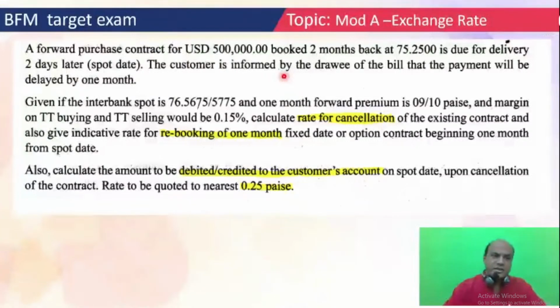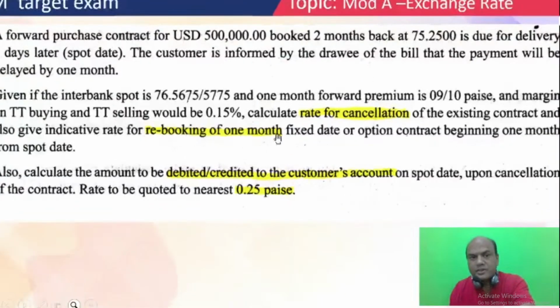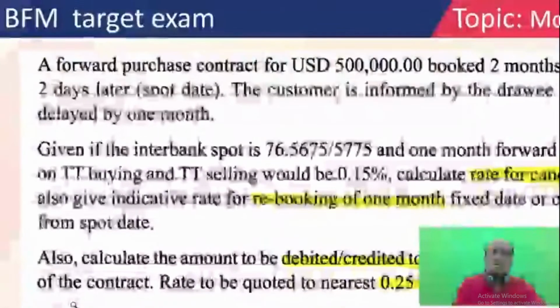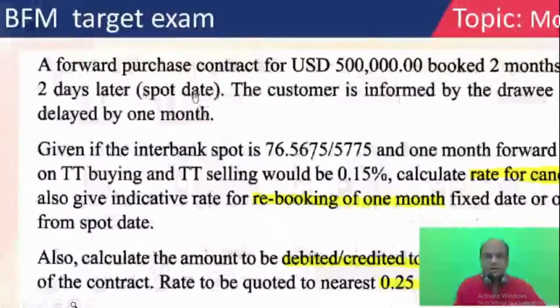Look at this case. A forward contract of USD 5 lakh. Forget the amount now. It was booked 2 months back. So 2 months back some contract was booked. Now it is due for delivery 2 days later. Whenever we say 2 days later, it means it's spot. Okay, see this, I'll expand this. 2 days later, it is due.